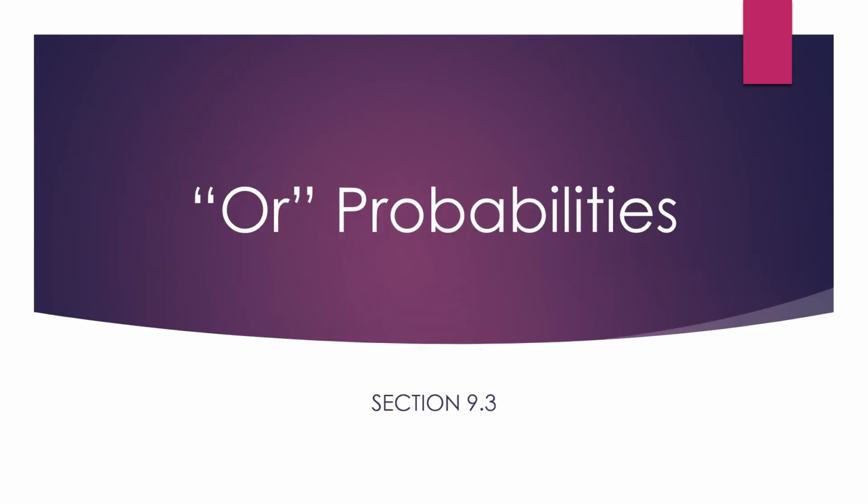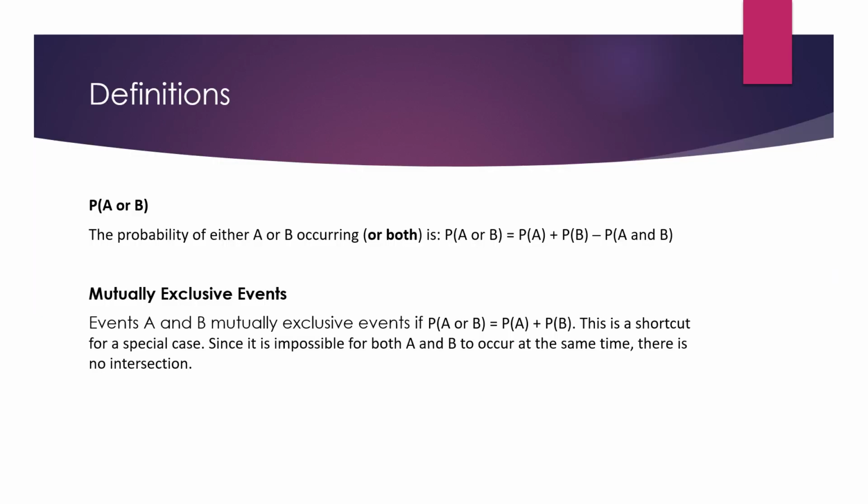Our final section of this lesson concerns OR probabilities. The probability of either A or B happening, or both, is simply the probability of A plus the probability of B minus that overlap section.